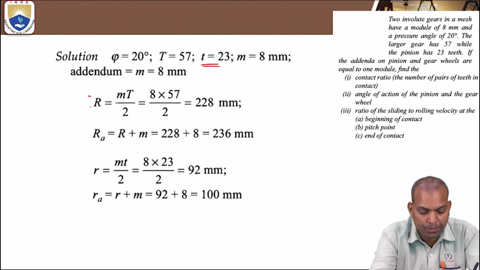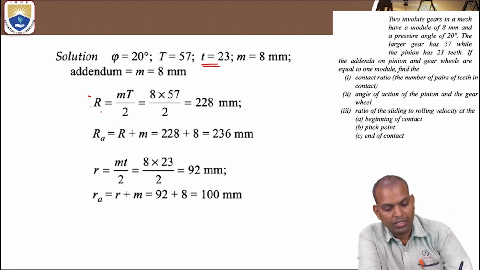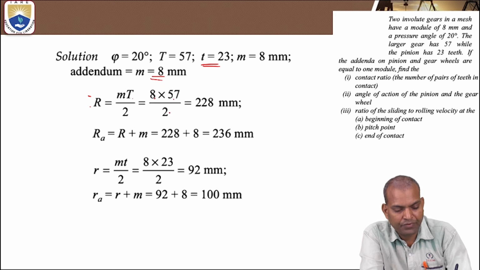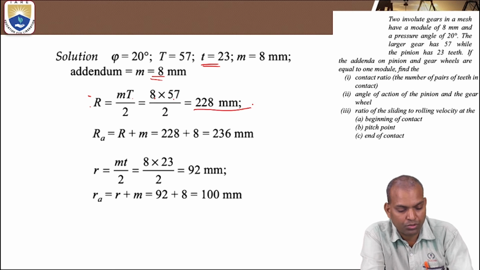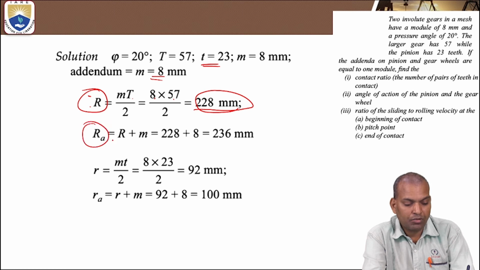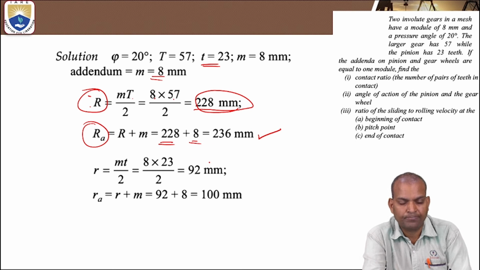Capital R equal to m into capital T by 2. M is the known value 8, capital T is 57 teeth, divided by 2. That is 228 millimeters. RA equal to capital R plus m, that is 228 plus module 8, 236 millimeters.